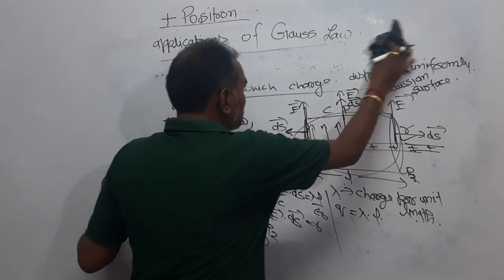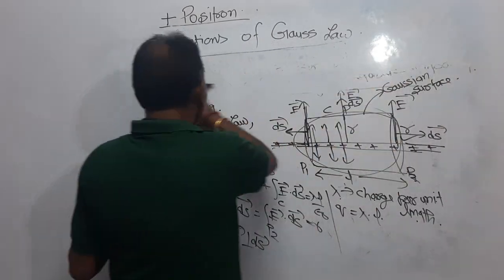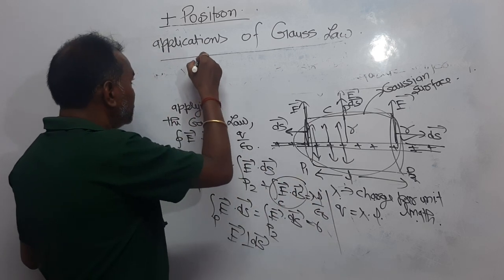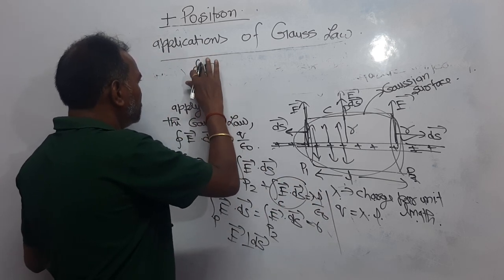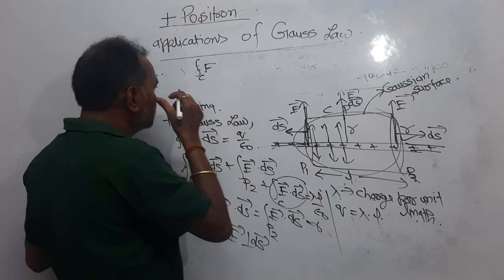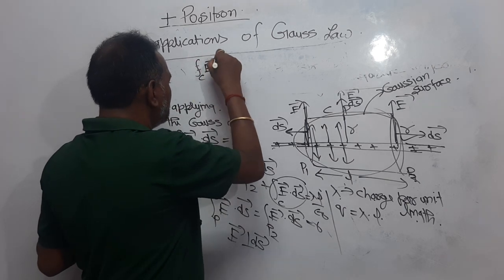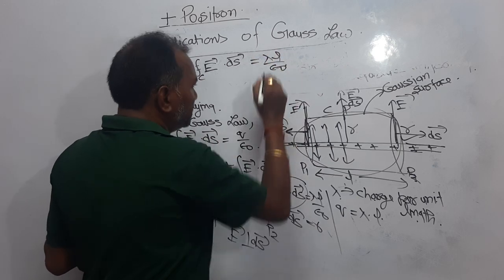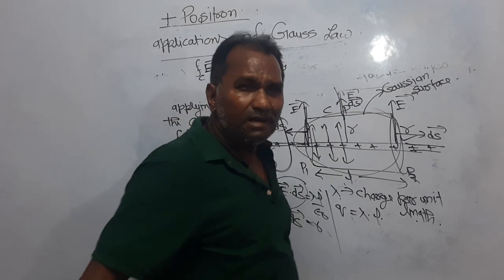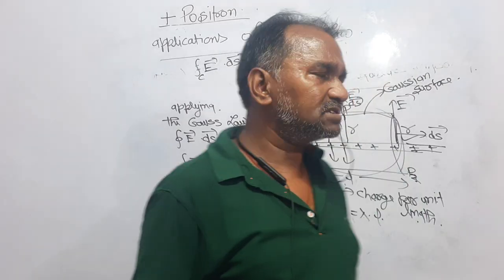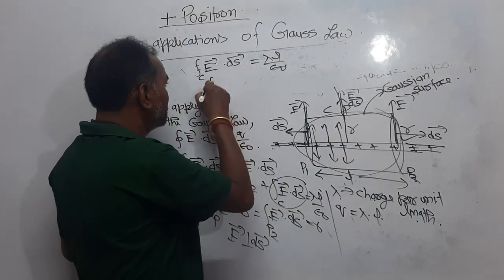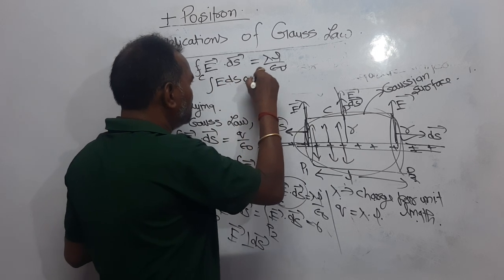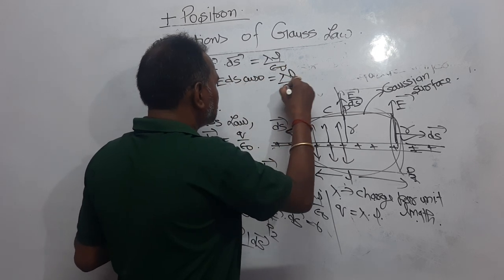And now, dear students, what happens? I am writing here. We are left with the third term only, that is the integral over the curved surface of E dot ds, and that is equal to lambda L upon epsilon naught. Dear students, on this, the electric field and area vector are in the same direction, that is why it will become E ds cos 0, and cos 0 is 1, you know, that is lambda L upon epsilon naught.